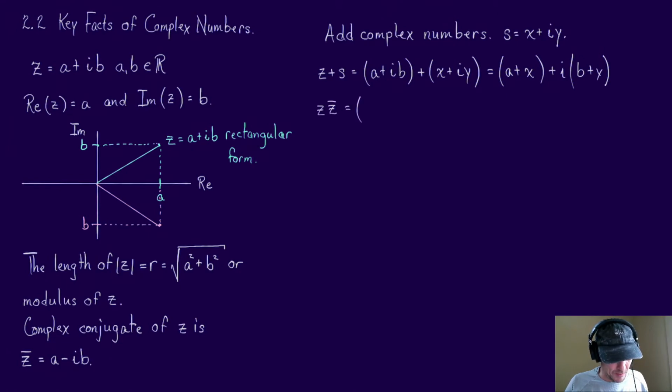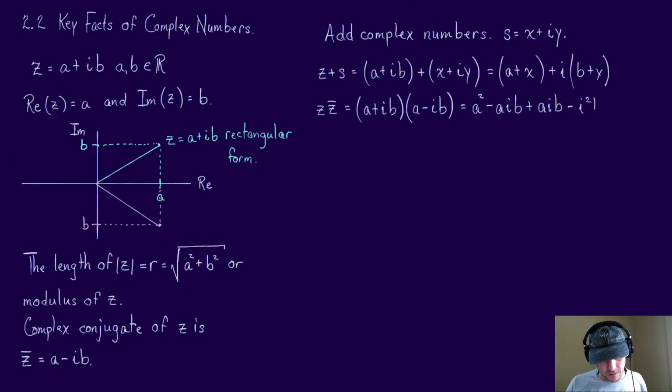In other words, we're going to take a plus ib, and we're going to multiply it by a minus ib. That's going to be a times a, which picks up an a squared. Then we're going to have a minus a ib, and a plus a ib, and then we're going to pick up a minus i squared b squared. So I'll write that, minus i squared b squared.